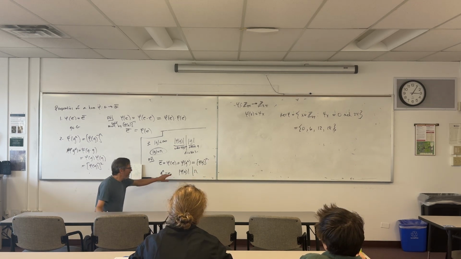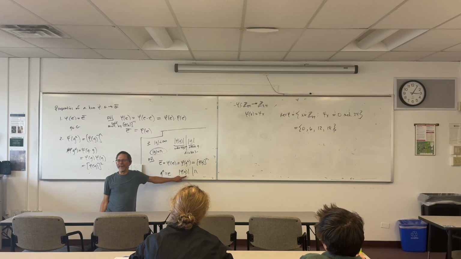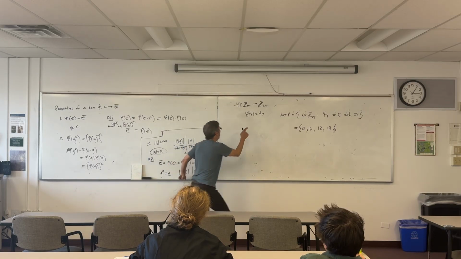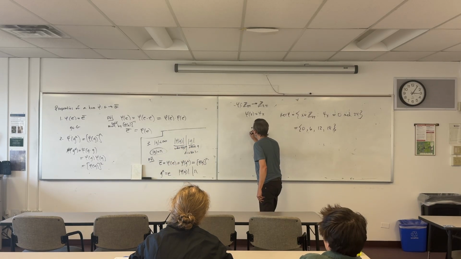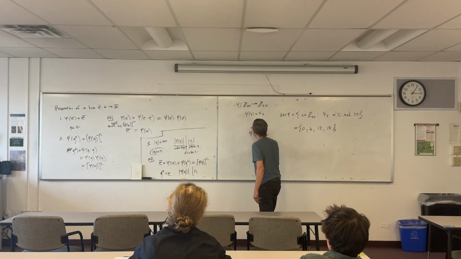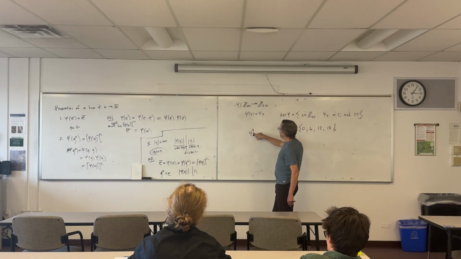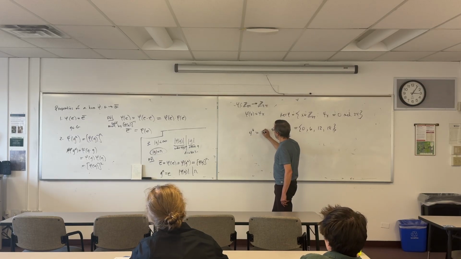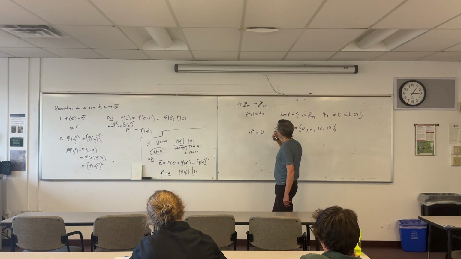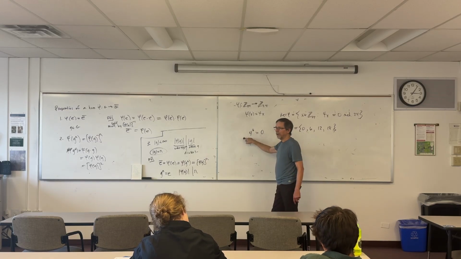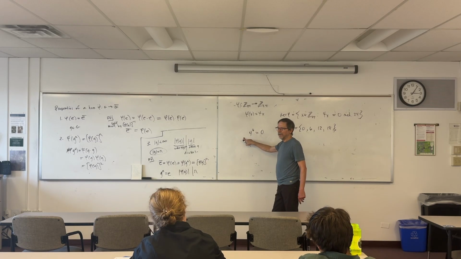Do you see why that's true? I just lost my bearings for a minute. So for example, over here in Z24, if I take 4 and raise that to the 6th power, that's 6 times 4 here, I will get the identity 0 out of that.